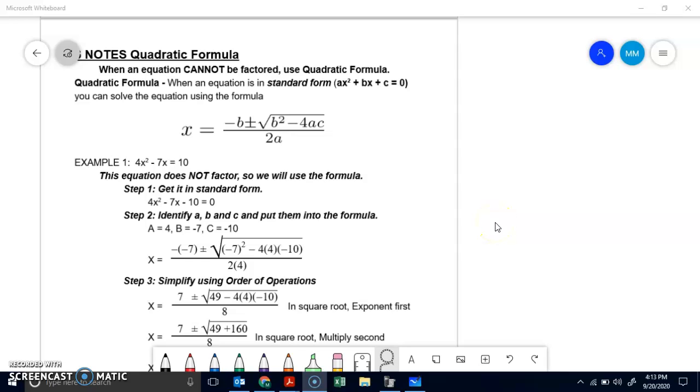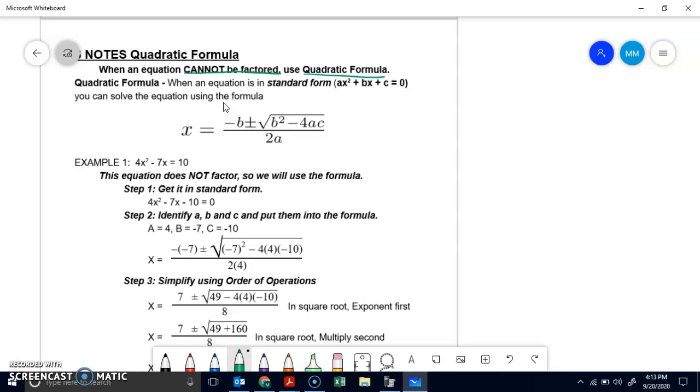This is a lesson for Monday. You should have already completed the quiz and now be watching this lesson about the quadratic formula. We're going to be solving equations that cannot be factored using the quadratic formula. So we're looking for things that cannot be factored.